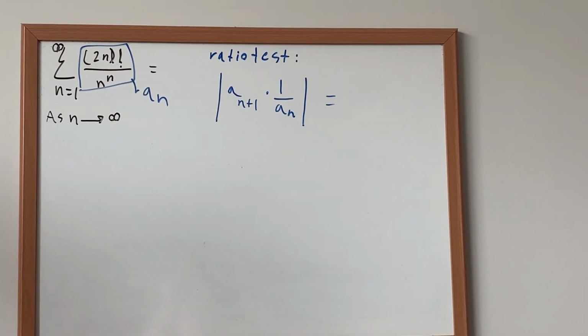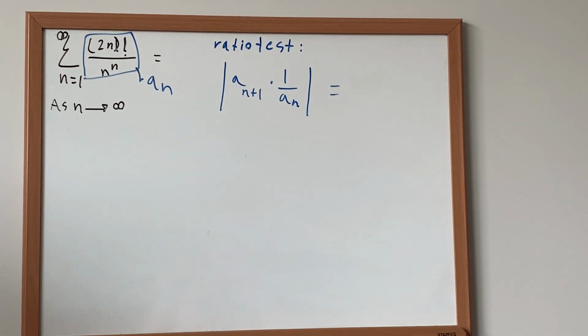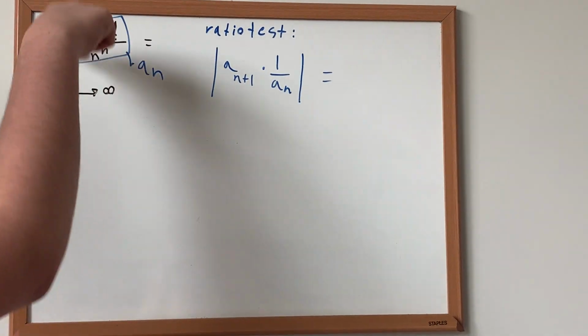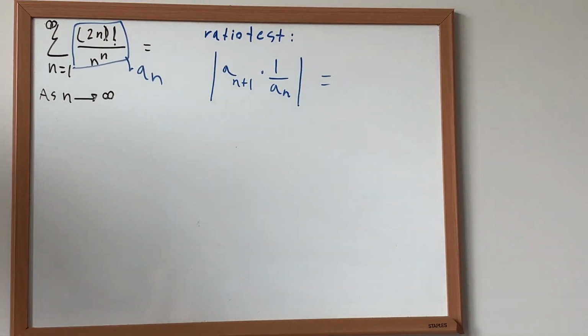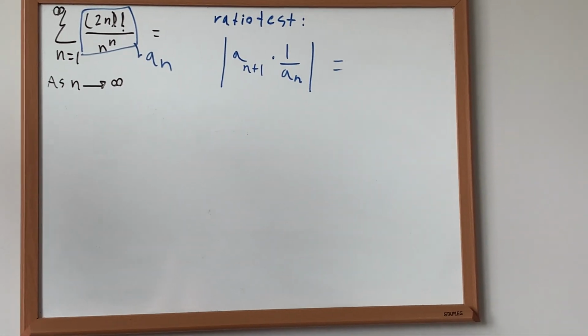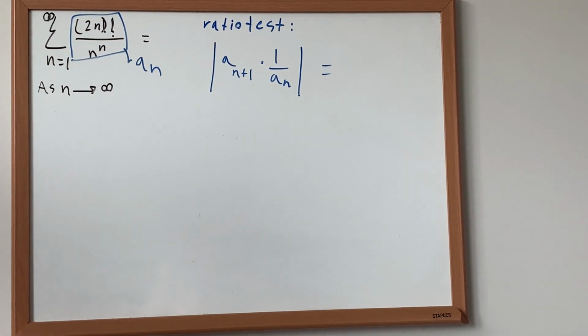So the first thing is that we should use this formula: we should evaluate the absolute value of this whole thing, a sub n. So we should evaluate the absolute value of a sub n plus 1 multiplied by 1 over a sub n, the reciprocal of a sub n.